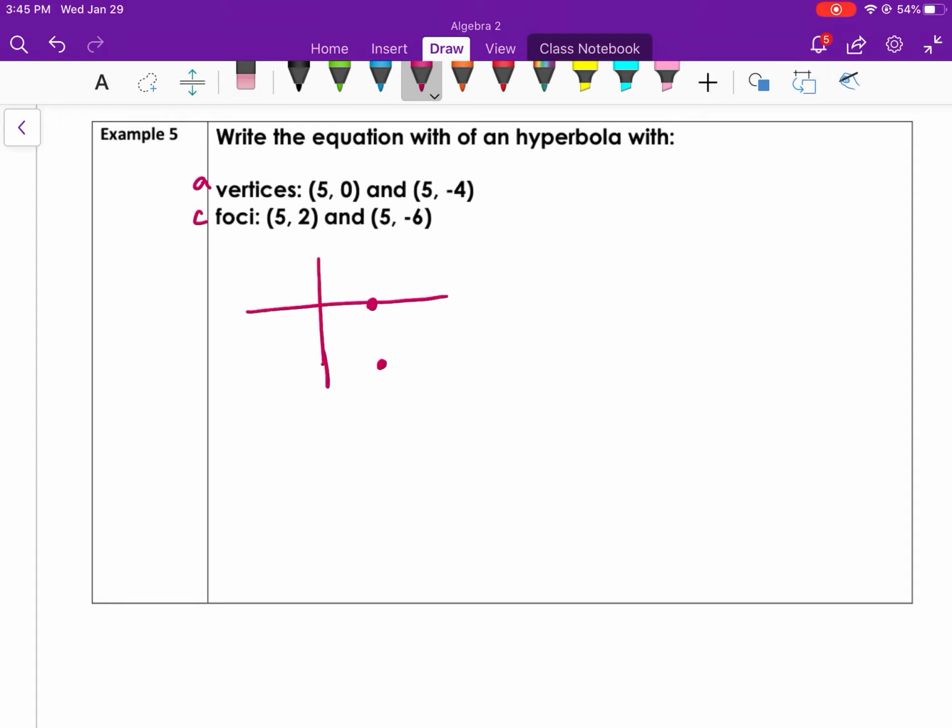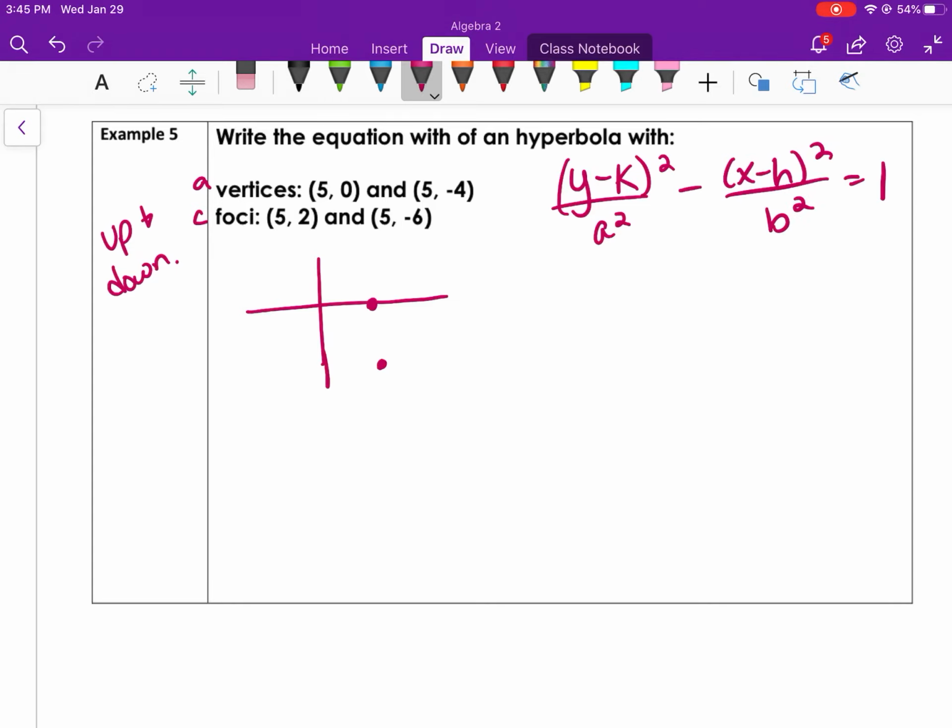So since these are up and down from each other, that means that the hyperbola opens up and down, which tells me that the y comes first. So it's y minus k squared over a squared minus x minus h squared over b squared equals 1.